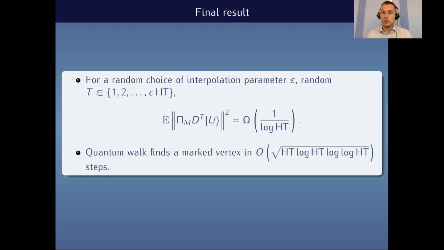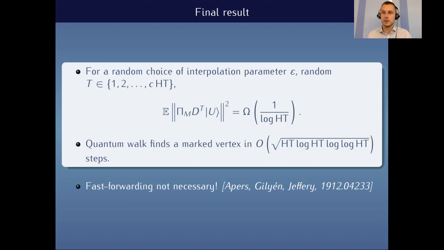And in the follow-up work, two of our co-authors, together with Simon Apers, show that actually the fast-forwarding subroutine is not necessary. And the same result can be achieved just by doing the interpolated walk for a suitable interpolation parameter and transforming the interpolated walk to a quantum walk, as described by Mario Szegedy. And therefore, the interpolated walk is a crucial component for a result of this kind, but the fast-forwarding subroutine is not.